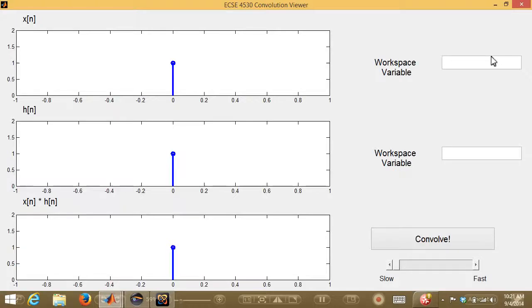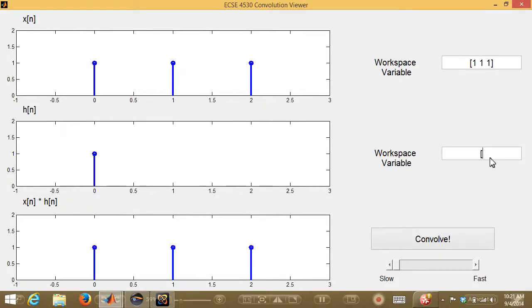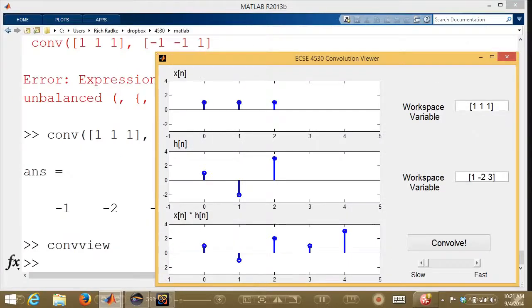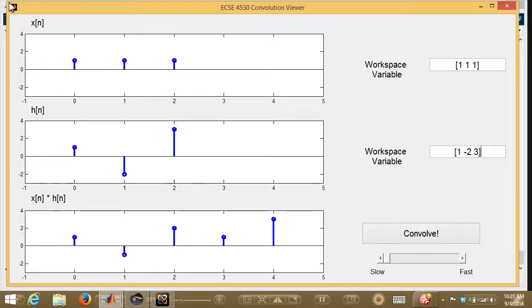So the idea is, let's suppose I put in a variable. Here's my x, which is 1, 1, 1, and my impulse response y is 1, negative 2, 3. Again, this is already kind of what we know. Nothing new has changed here. My impulse response is still 1, minus 2, 3. My output is the same thing I got before in different ways: 1, minus 1, 2, 1, 3.